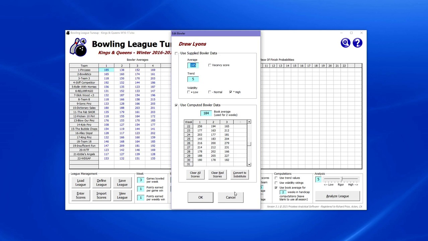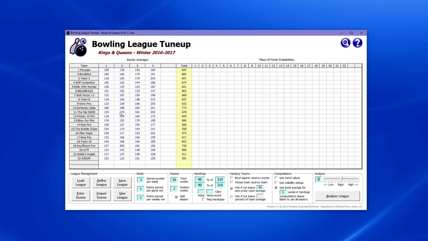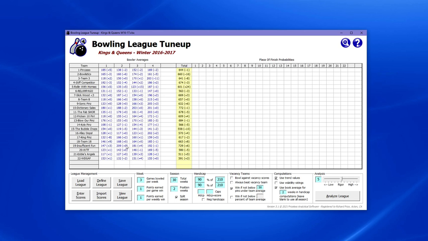Okay, so after examining Drew Lyons, let's go back to the main form and refer to the computations section. If I click Use Trend Values, we can see a change in the grid, namely these numbers in parentheses next to the bowler averages. And at this point, you can surely guess what these numbers are. These are the bowler's trends. Here's Drew Lyons' trend of +5.